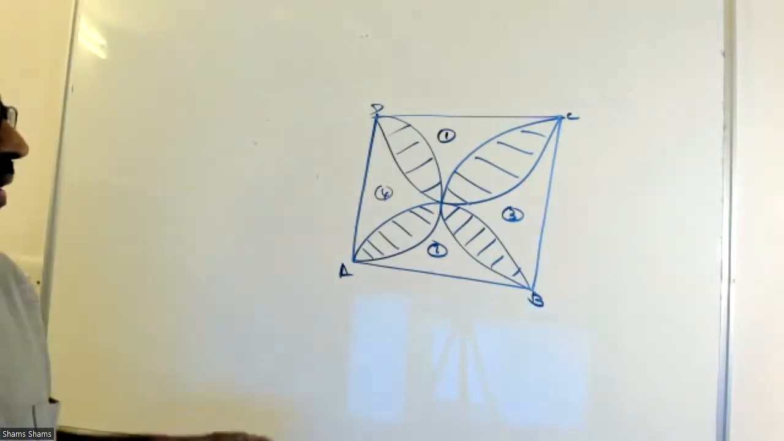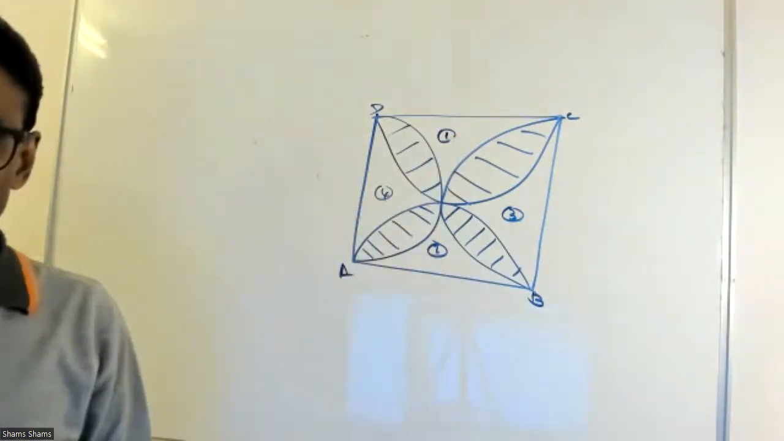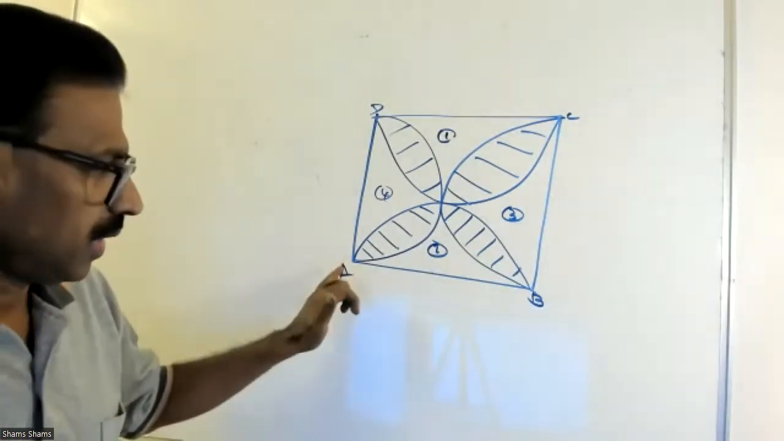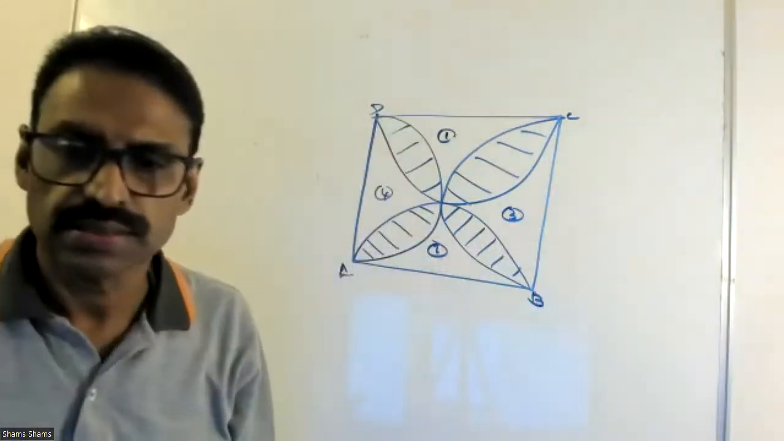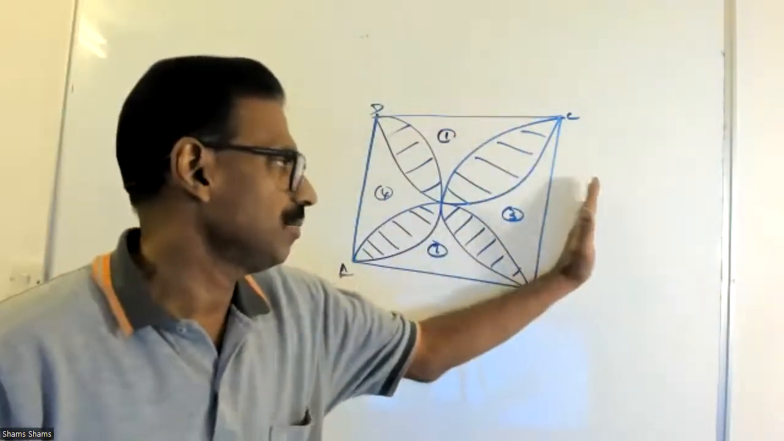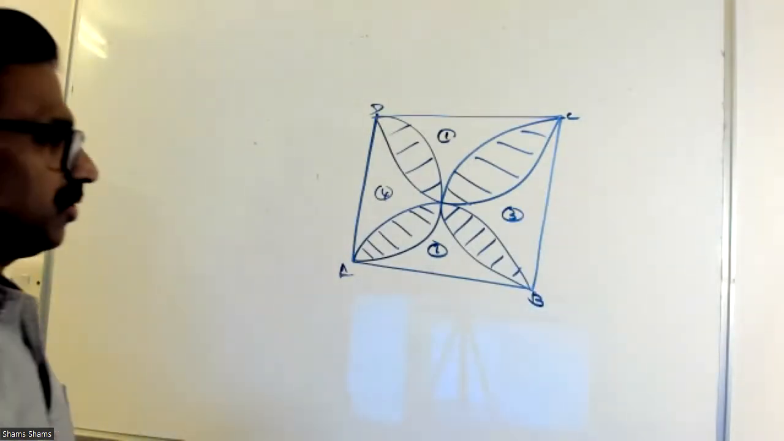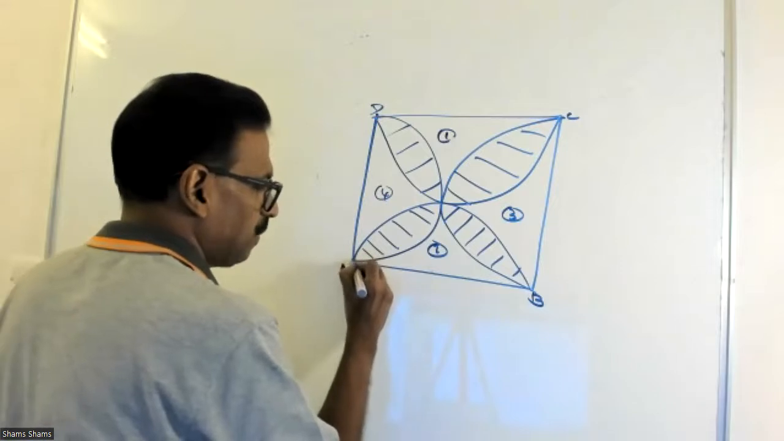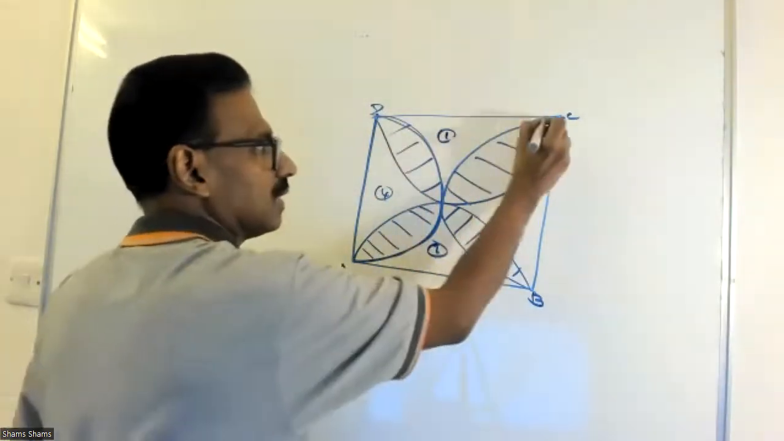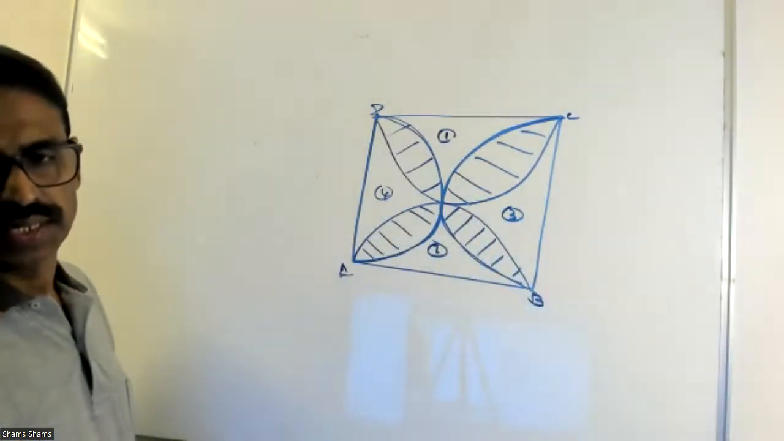Now, first I'm finding the area of parts 1 and 2. Listen, the area of part 1 and part 2 together is the area of the square minus the area of the semicircle on AD and the semicircle on BC. I subtract this part. Look at my hand moving. This part gone, this part also gone. Clear or not?